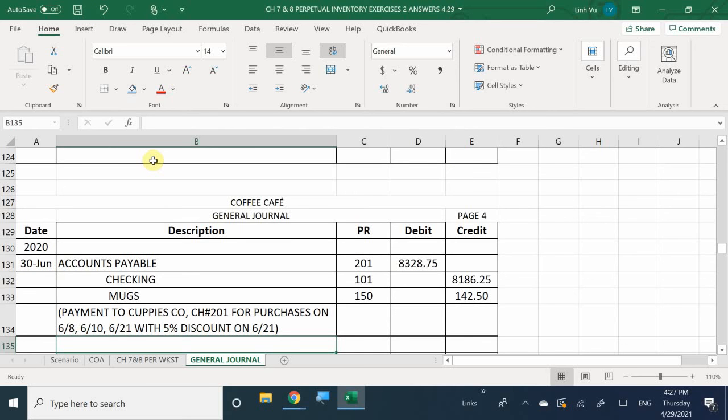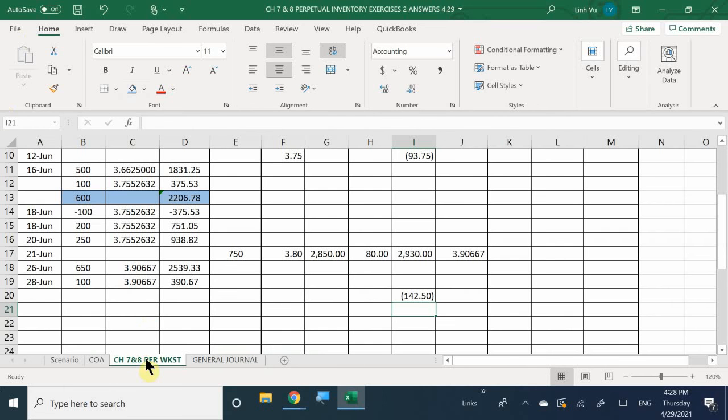Now that I've figured this out, I'm going to write a check for the lesser amount because I don't owe Cuppies Co that much money. I deserve to get the discount because I made the payment on time. So that's what I should be writing a check out for. Now let's go ahead and take a look at our inventory worksheet. I should be taking a discount off of the last units that I purchased.